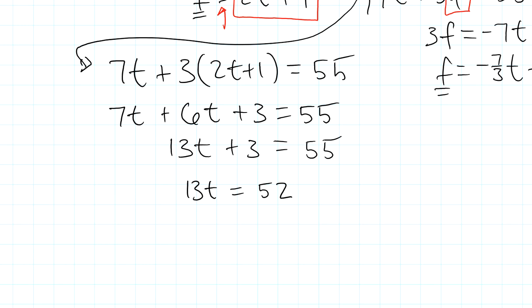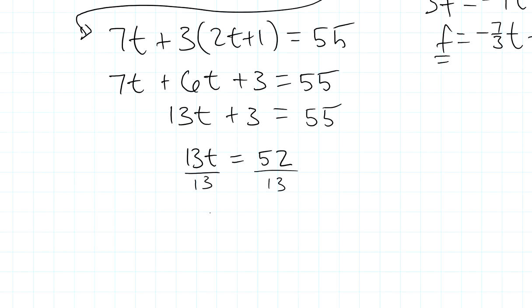And then finally I'm going to divide both sides by 13. 13t divided by 13 is just plain old t, and it turns out 52 divided by 13 is rather nice. It's 4. So they scored 4 touchdowns.